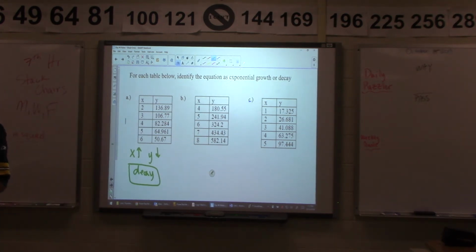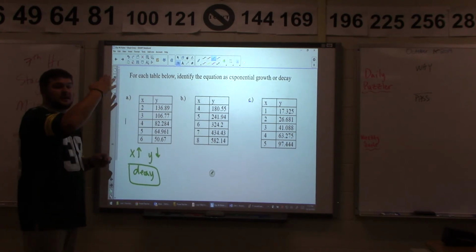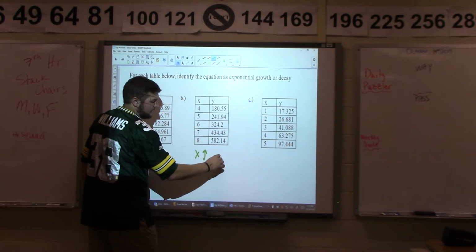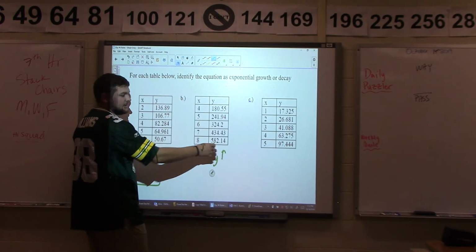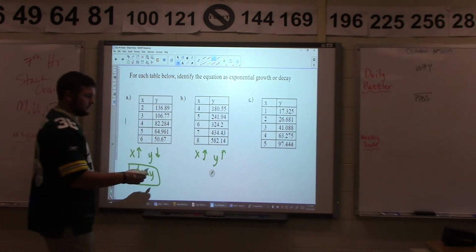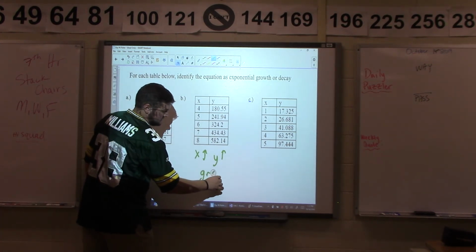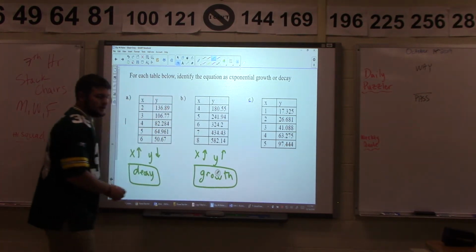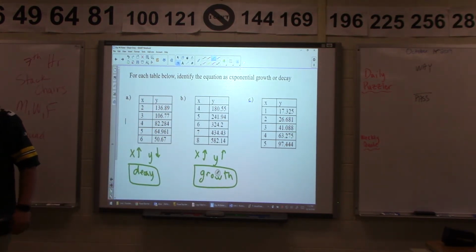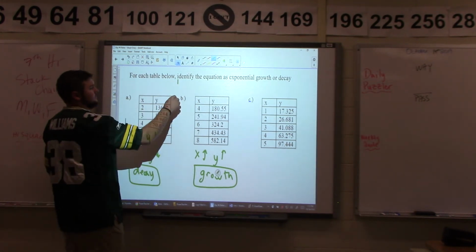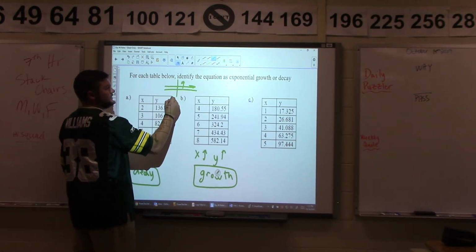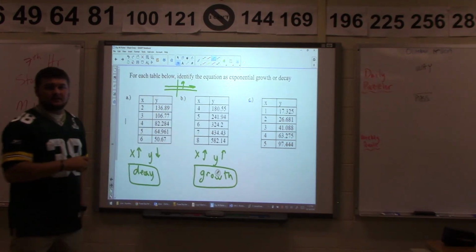Right? As x goes up, so as we go left to right on our graph, if our y value is going down, that means it's going to be decay. Well, if my x goes up and my y goes up at the same time, then it's going to be growth. All right. Does that make sense? As we go left to right on our graph, as our x gets bigger, if y goes up, it's growth. If it goes down, it's decay.